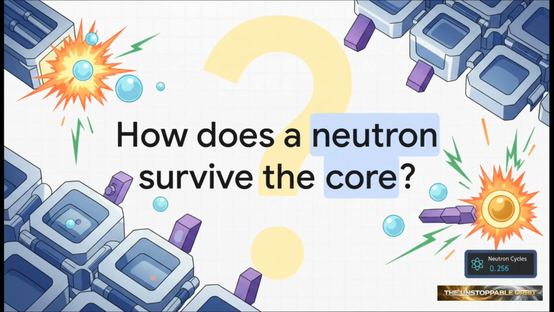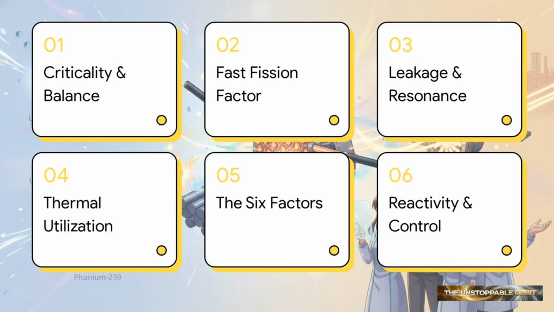If we want to know how to keep a reactor running perfectly, well, we have to track the life cycle of its neutrons. Now, we do have a lot of ground to cover, and yeah, a few Greek letters ahead, but here is our roadmap for this neutron's journey. Criticality and neutron balance, the fast fission factor, escaping leakage and resonance, thermal utilization in the core, reproduction and the 6 factors, and finally, reactivity and reactor control.